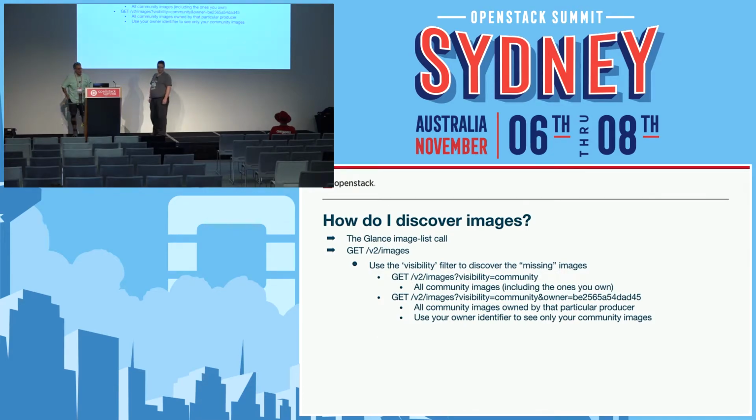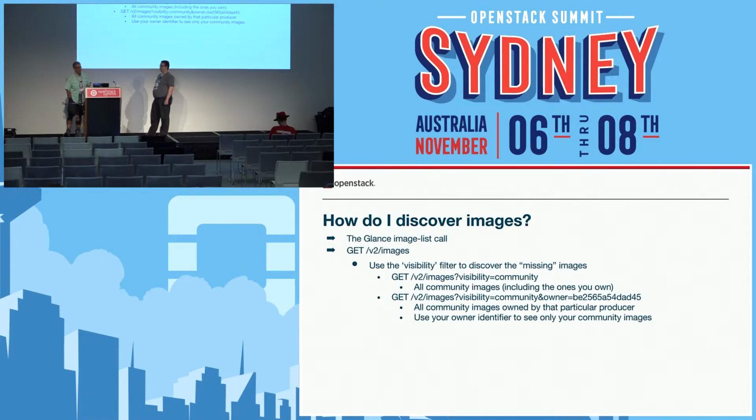Okay. And then in order to discover those missing images, how do you do that? You can add the visibility filter. It's just visibility equals, and then you provide the identifier for which particular visibility you're looking at. So if you ask for visibility equals community, then you will see all the community images, including the ones that you own. And then you can narrow that down by specifying which particular owner of images you're interested in.